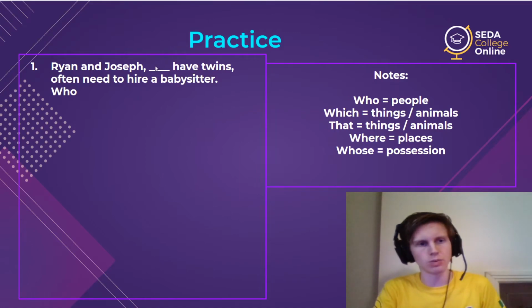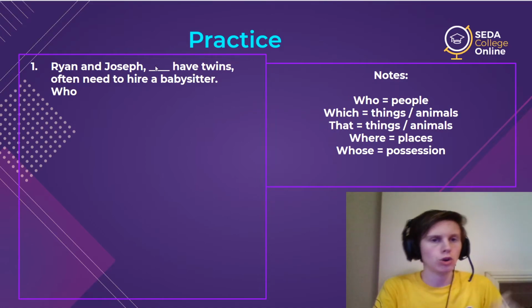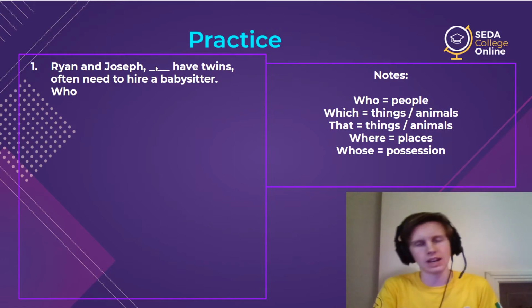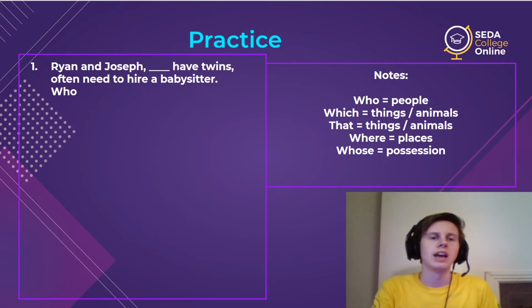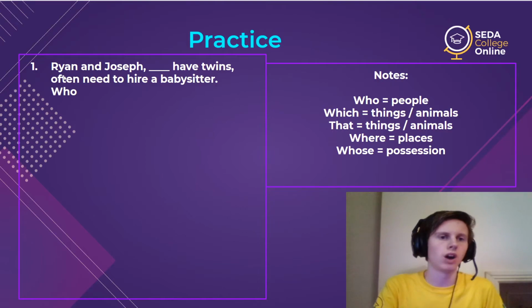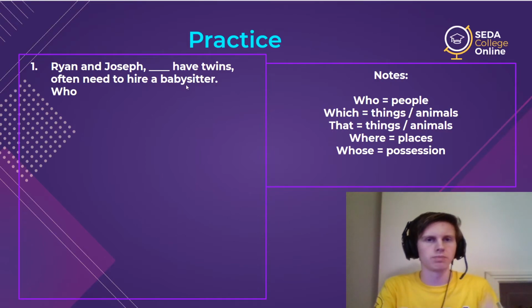So in this situation, Ryan and Joseph, who have twins, often need to hire a babysitter. And we can also see this is a situation where the relative clause is non-defining. It's not essential, and this is because the sentence is totally okay without it. Ryan and Joseph often need to hire a babysitter. Cool.